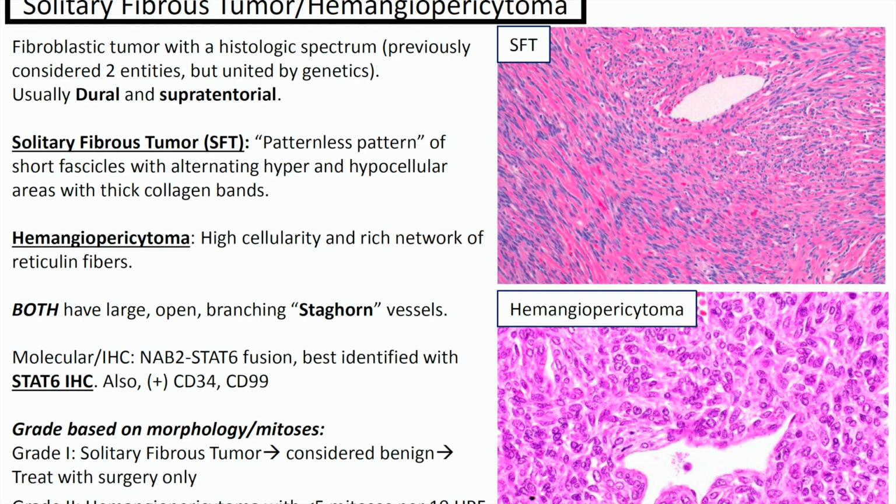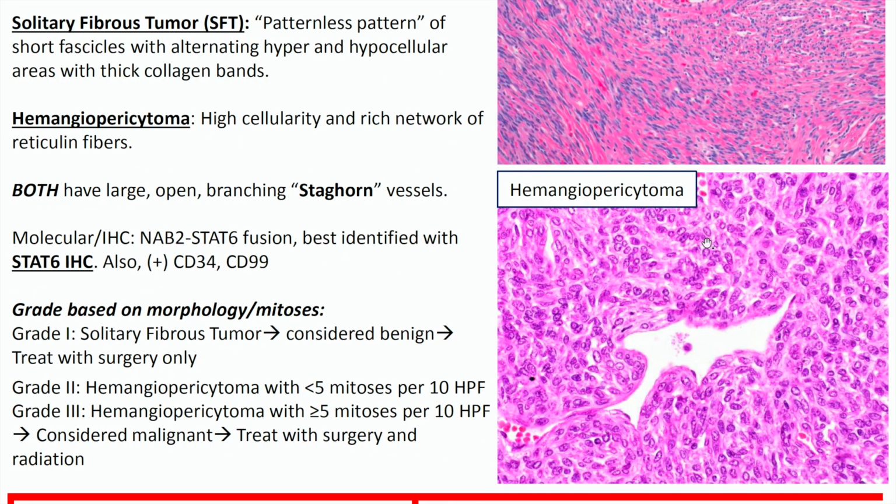So this is a fibroblastic tumor with a histologic spectrum. It was previously considered two entities, but united by genetics, and it's usually dural and supratentorial. So SFT, or solitary fibrous tumor, has a classic patternless pattern of short fascicles with alternating hyper- and hypocellular areas with thick collagen bands. And then the hemangiopericytoma has high cellularity and a rich network of reticulin fibers, which is what we see here. Both have large, open, branching staghorn vessels.